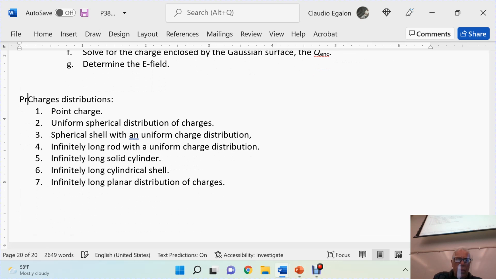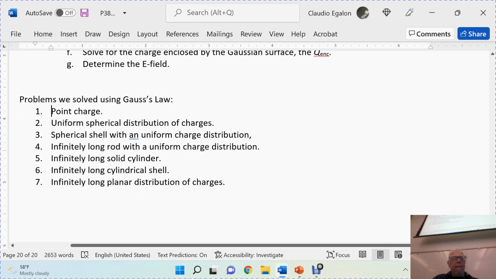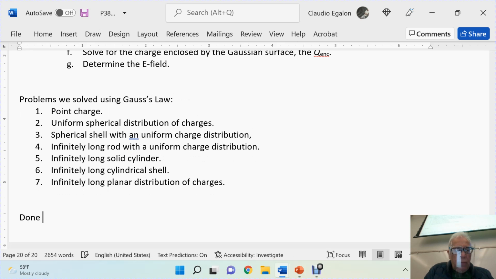Problems we solved using Gauss's law. So we are done with this chapter. Done with chapter 24.